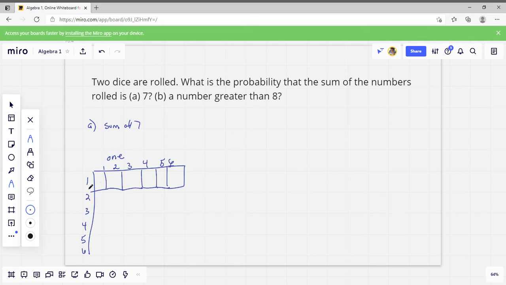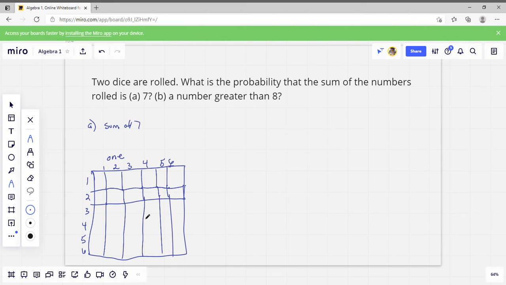That gives us 6 chances if one of the dice was 1. For 2, we could roll a 1 and a 2, a 2 and a 2, a 3 and a 2. You get the picture. So we just have to multiply these together. That's going to give us 6 times 6, which is 36 total possible choices. That's going to be our bottom. Our total sample space is 36 choices.